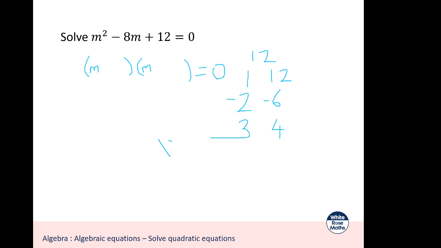So it'd be m minus 2, and m minus 6, okay? Because minus 2 plus minus 6 makes minus 8, and minus 2 times minus 6 makes positive 12. Does that make sense, guys?